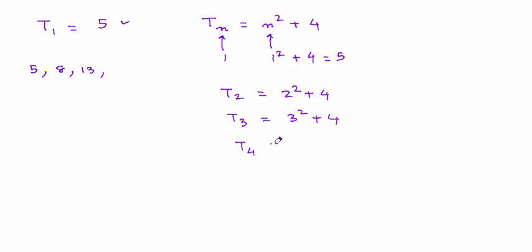And T4 similarly is 4 squared plus 4, which is 16 plus 4, which is 20. And T5 is 5 squared plus 4. That's 25 plus 4, which is 29, and so on.